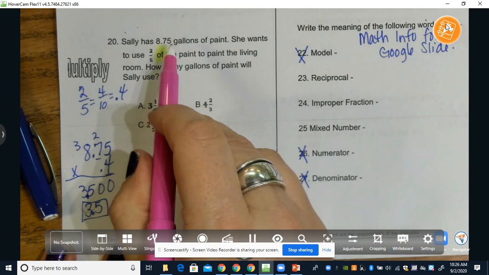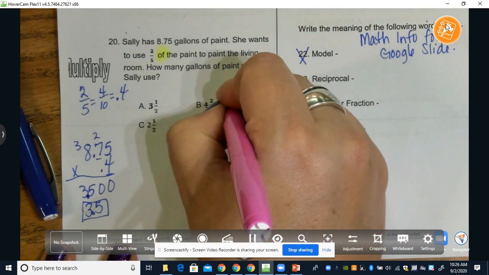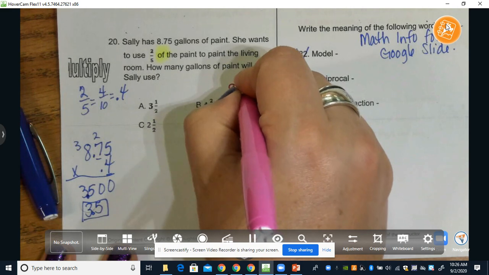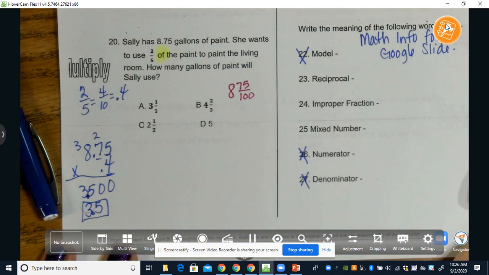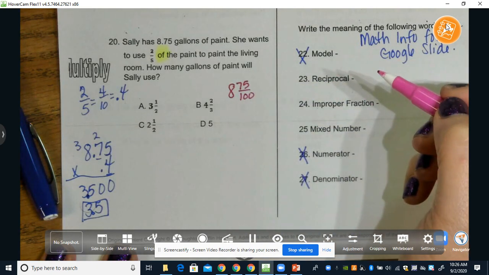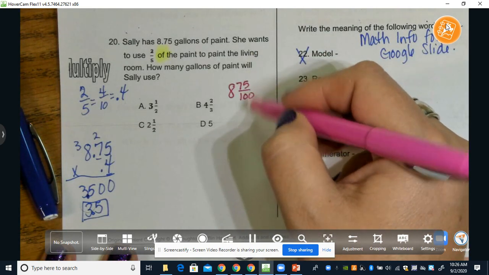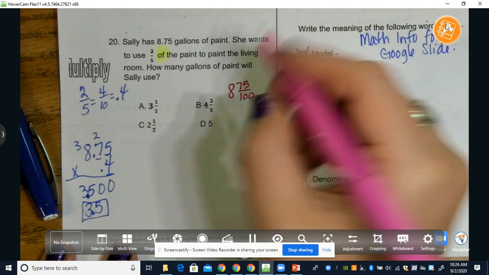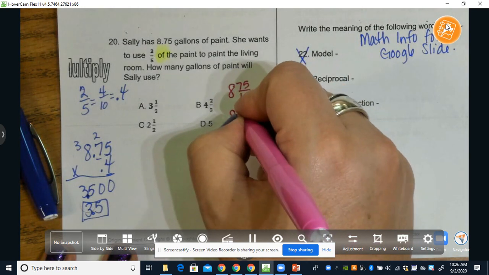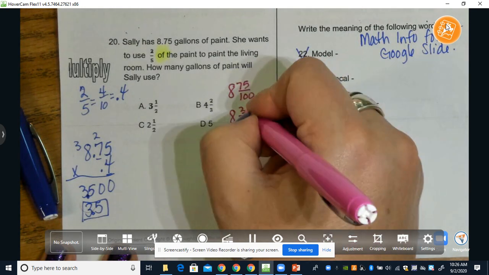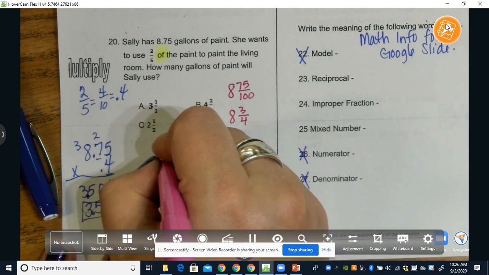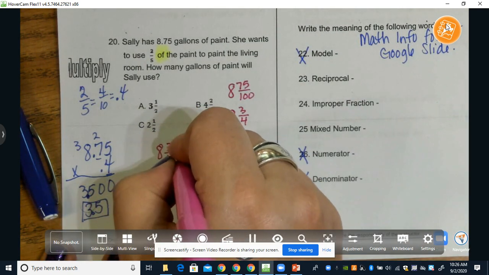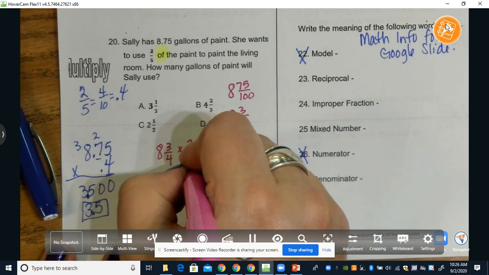So I know 8 and 75/100 is like 8 over, as a mixed number, 8 and 75/100. But 75/100 is like 75 cents. So if you think of it, 75 cents is 3/4, 3 out of 4, so 3/4. So 8 and 3/4 times 2/5.